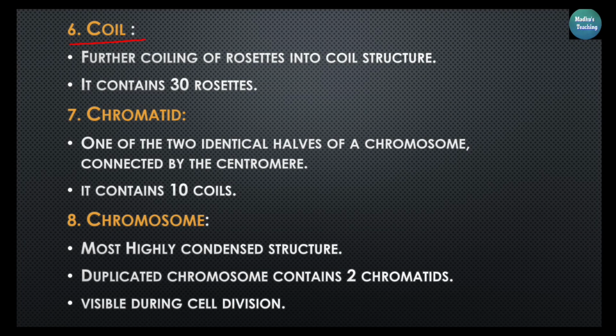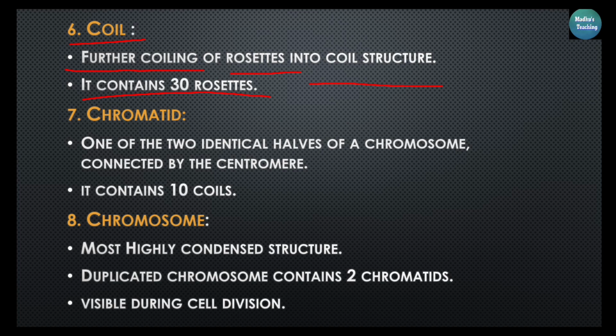Next, coil. Rosettes are further coiling into form a coil structure, and it contains 30 rosettes. Means 30 rosettes are needed for the formation of one coil. And I will show all the images at the last.